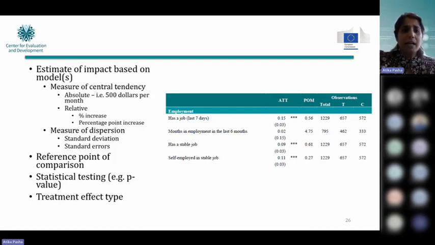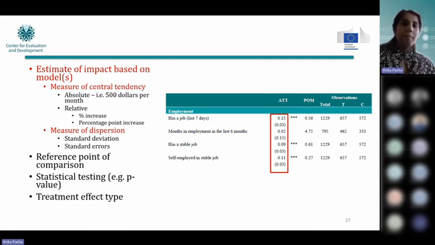In the first place, remember we talked about measures of central tendency to be able to describe your data, right? As well as measures of dispersion. So the first column generally tries to give you an impact. It might be based on a measure of central tendency, so you're just looking at absolute numbers. What is an absolute number in this case? If I was to define what something is in absolute numbers, it would be months in employment in the last 6 months.